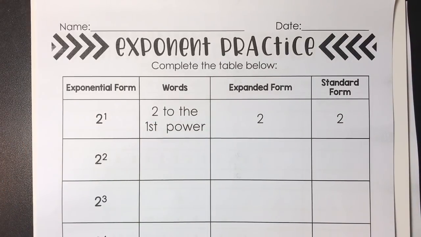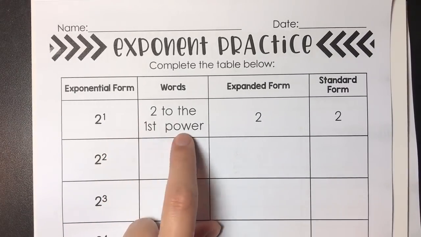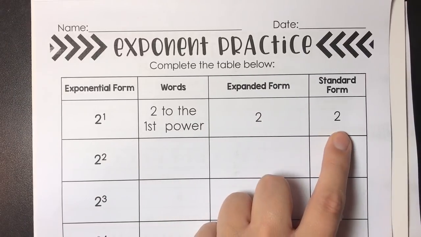So right here, I have a 2 as the base and a 1 as its exponent. That is 2 to the first power. That means expanded form is just 2. Standard form, it is just 2.